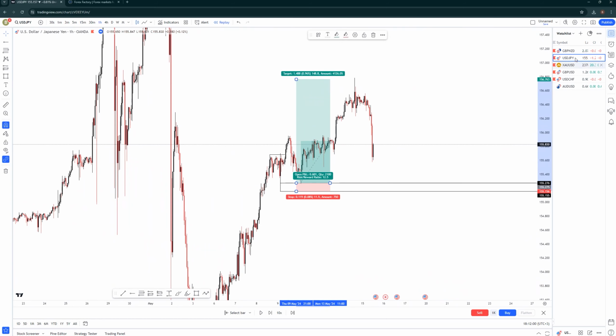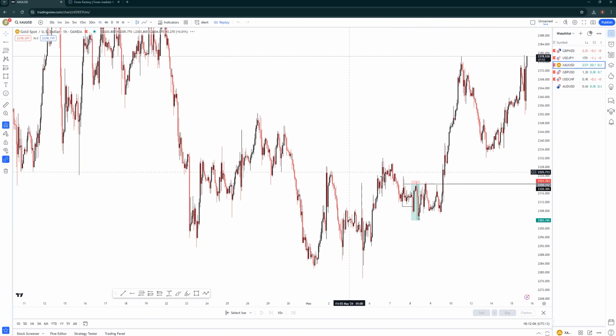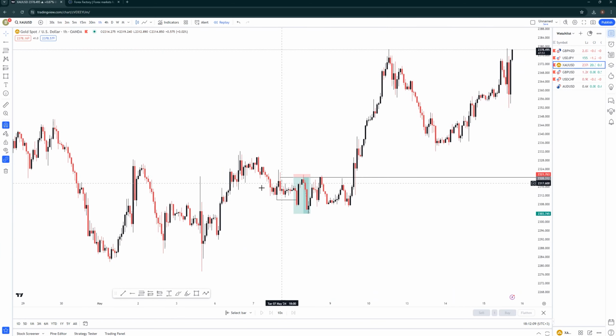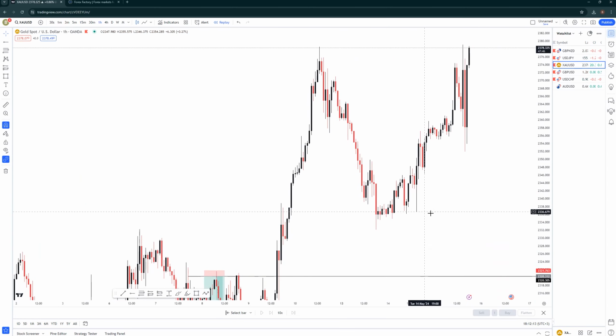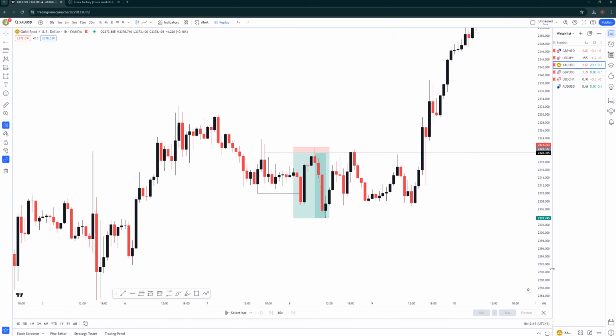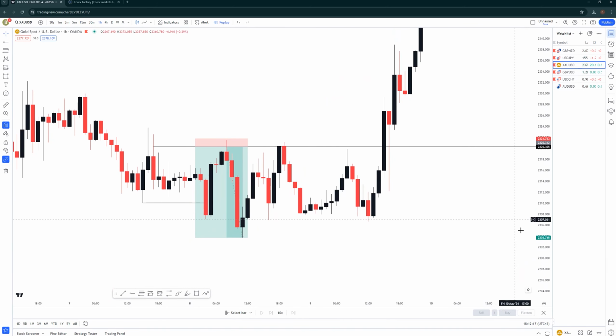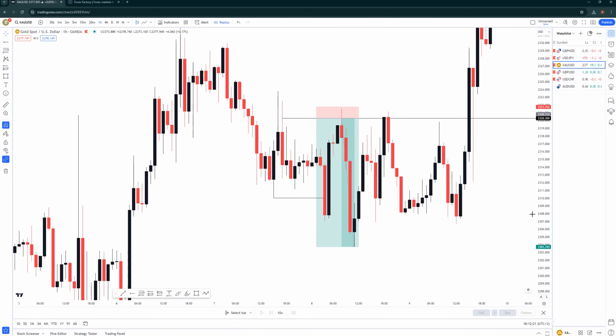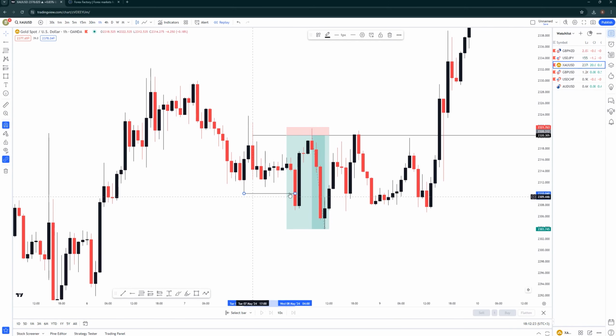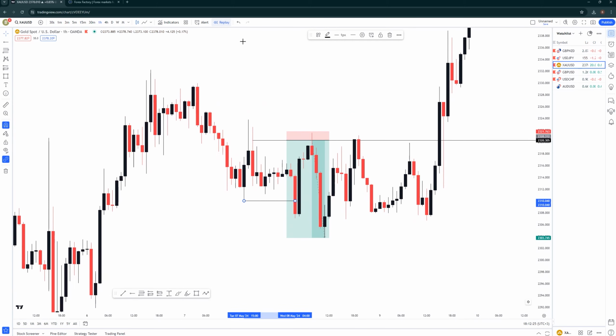So yeah, let's move to another pair, which is Xauusd. In the Xauusd, I will talk about this structure here. This was the sell that I want to talk about. You can see here we had this break of market structure at this point here.